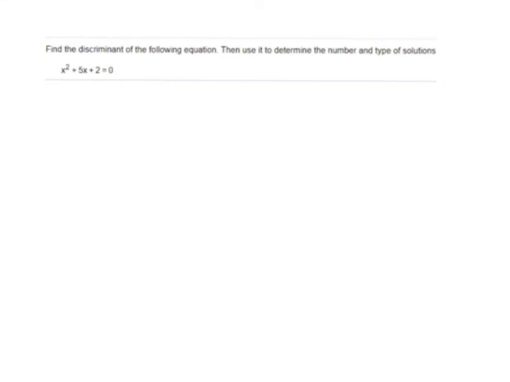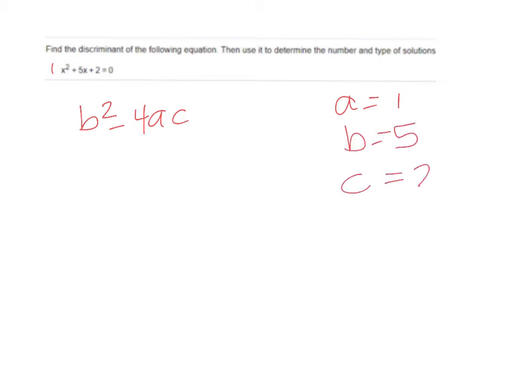All right, guys, this one asks us to use the discriminant to determine the number of solutions. So remember, the discriminant is just the b squared minus 4ac. It's the stuff underneath the radical. So in this case, our a is 1. It's the coefficient in front of x squared. Our b is 5, and our c is 2.